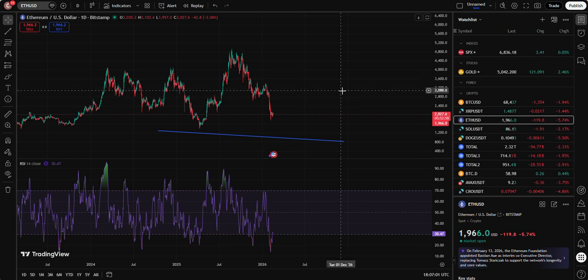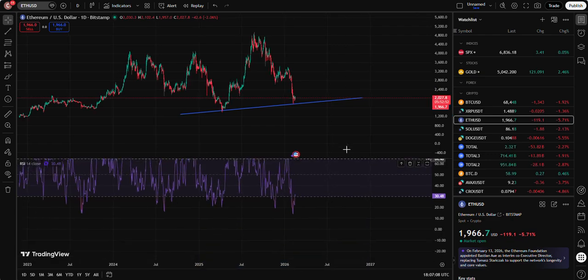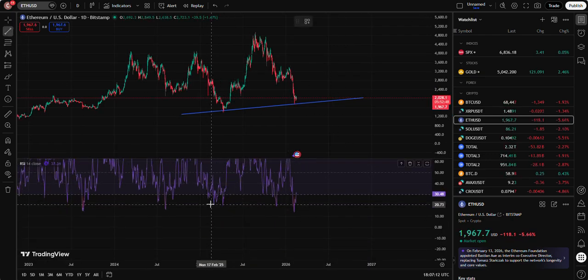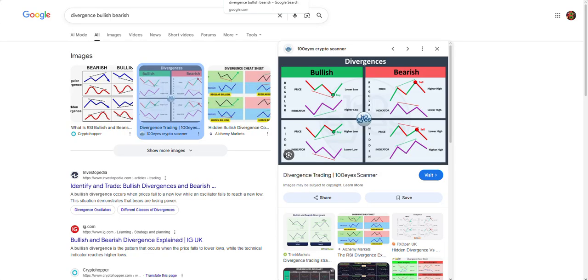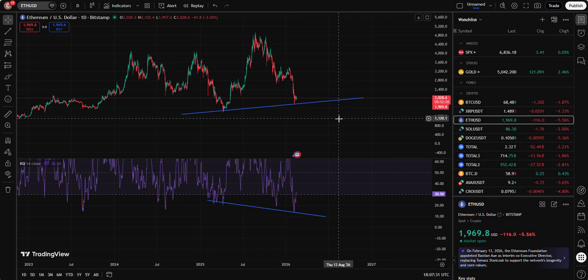On Ethereum, we have like that, and now we have like that. The price is not falling, but this is falling. So the price is not falling, but RSI is falling. So we have a hidden bullish divergence. This hidden bullish divergence means the price will come back.